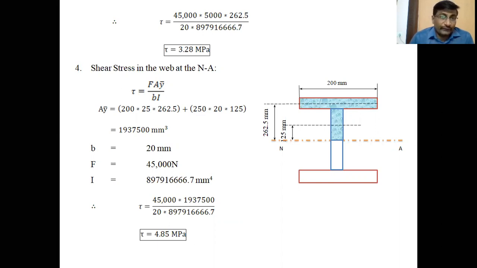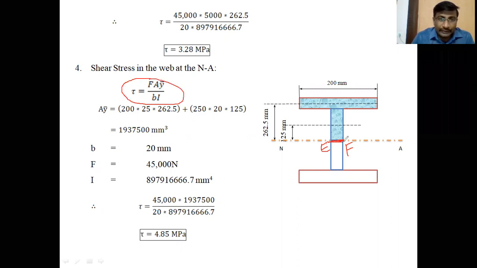Next, the fourth point: shear stress in the web at the neutral axis. I already shaded that in the diagram. We are going to find the shear stress at this place, in the web at the neutral axis. So now the EF layer is at this place. You should consider the layer EF at the neutral axis. This is the layer.